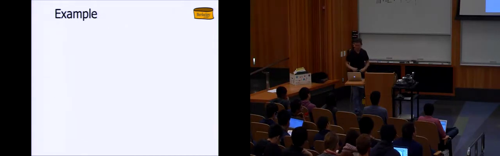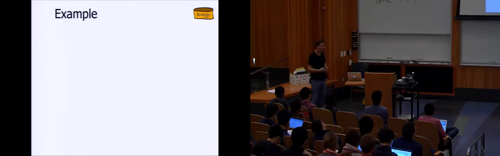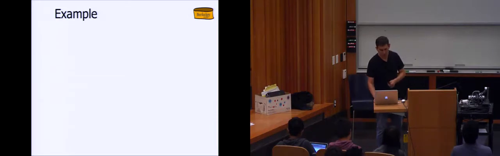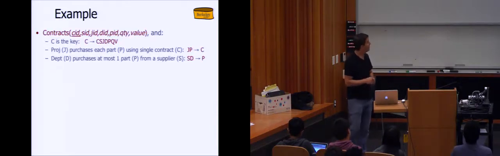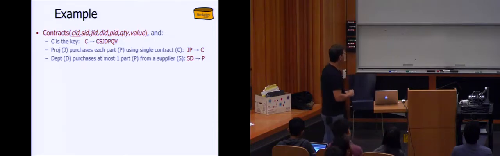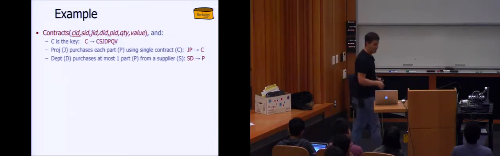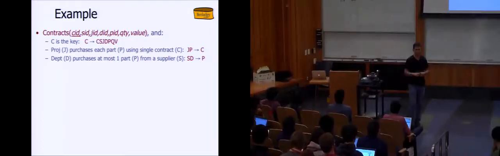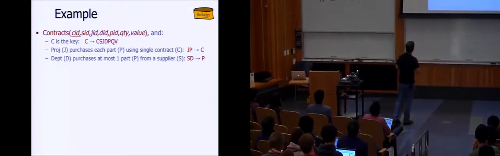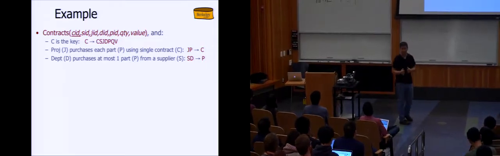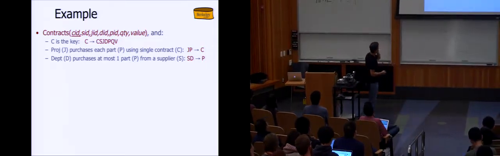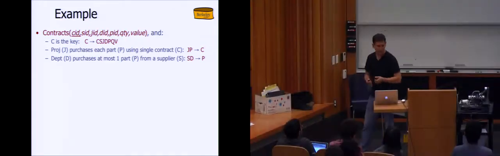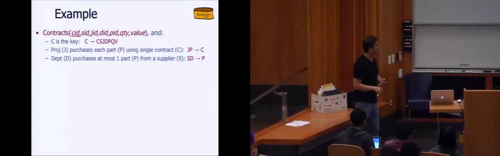Okay, so let's go through some examples now. And we'll try to learn a little bit about what we can infer from some base functional dependencies in Armstrong's axioms. So we're going to look at an example schema here for contracts, all right? And the schema is that. And just briefly, there's contracts, there's suppliers, SIDs, there's projects, so the J stands for projects, okay? There's departments, there's parts, PID, quantities and values. So C is the key. There's a contract here, and the contract has an ID, and that's the key of the relation. So C determines everything.